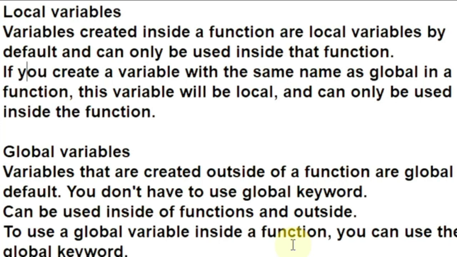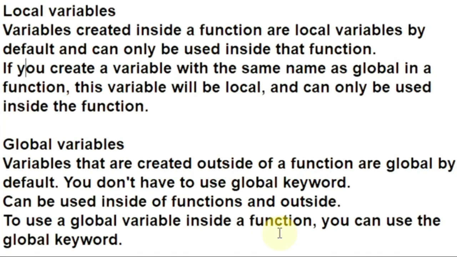Whereas the global variable is a variable which is not defined in any function. It is defined outside the function, and the changes made by any function can be seen in different functions also and in the main function also.